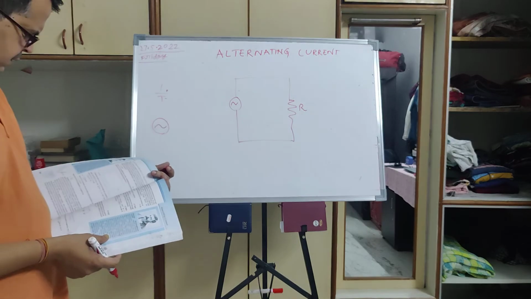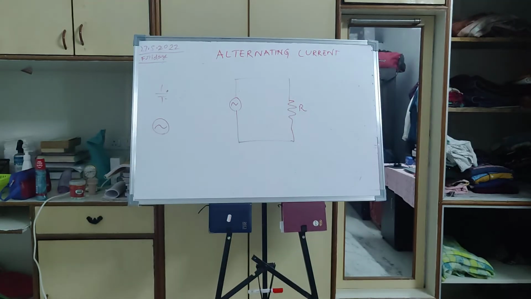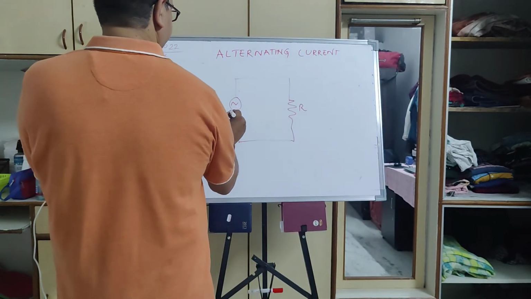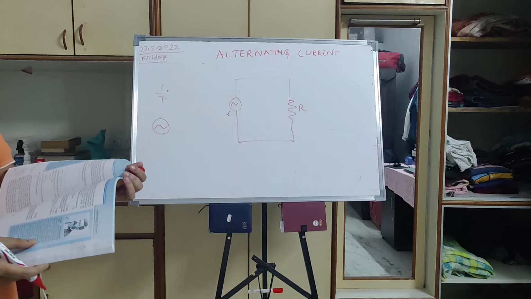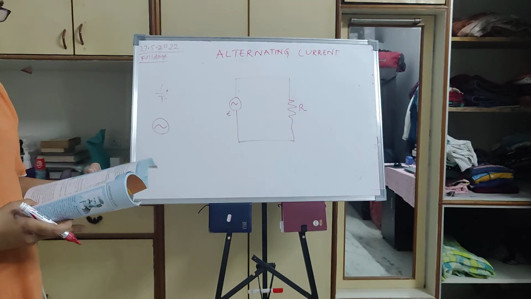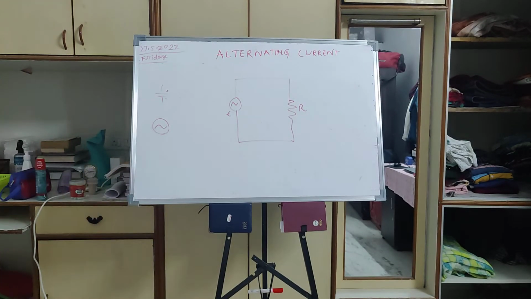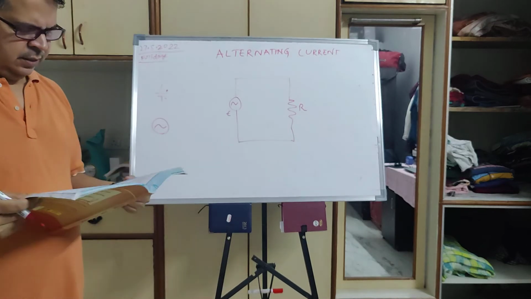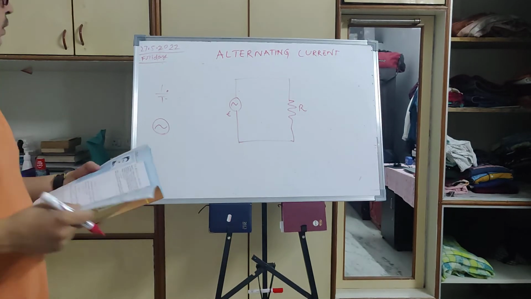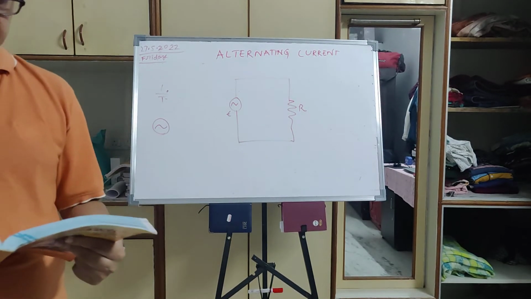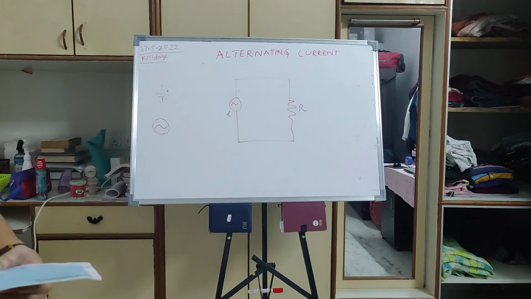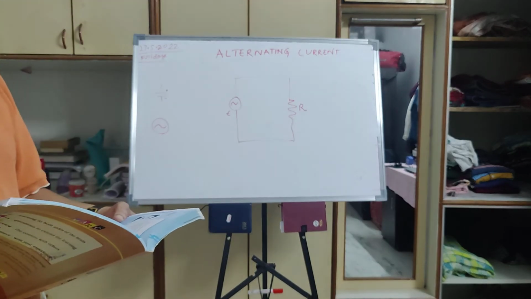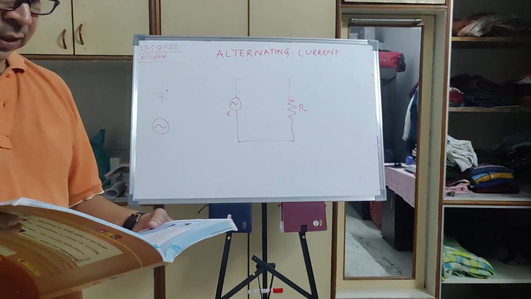In this picture, a resistor is connected to a source of AC voltage. The symbol for a source of AC voltage is like this because it is a sine wave. We consider a source with sinusoidally varying voltage. This potential difference is also called AC voltage.